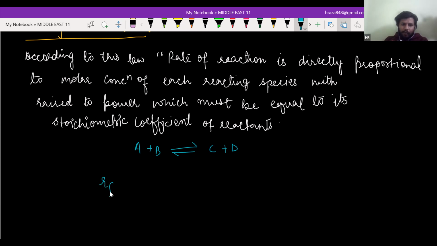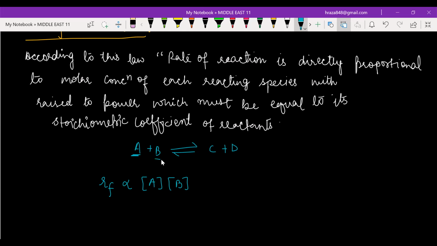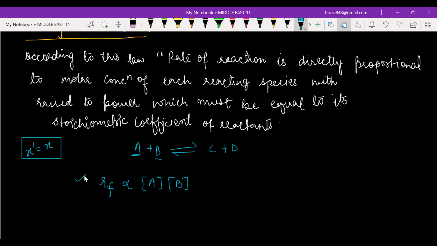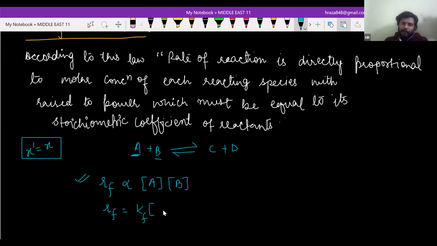If I am going for the rate of forward reaction, according to this law the rate of forward is directly proportional to the concentration of reactant to the power of its stoichiometric coefficient. For A, what is the stoichiometric coefficient? 1. And for B it is 1. You can write x raised to the power 1, or you can write x. Both are equal. Now the rate of forward is directly proportional to A into B, and so rate of forward will be equal to KF into A into B.